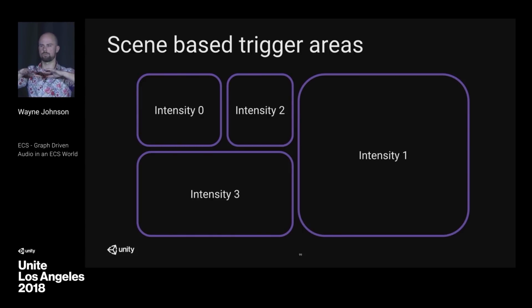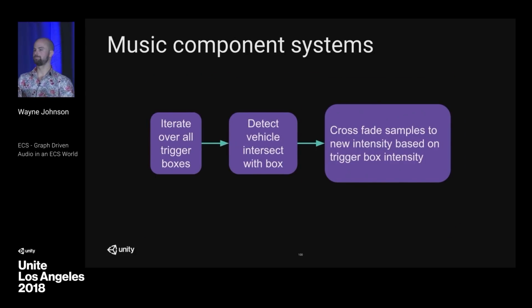We wanted that intensity to drop right down so that you could get a more pensive look over the city. So these were done by these trigger boxes, and each one of these trigger boxes was assigned an intensity value. We would write a component system that detected when a vehicle was in the bounds of a trigger box, and if it was, then we told the music system to crossfade in different samples based on what that intensity value was.